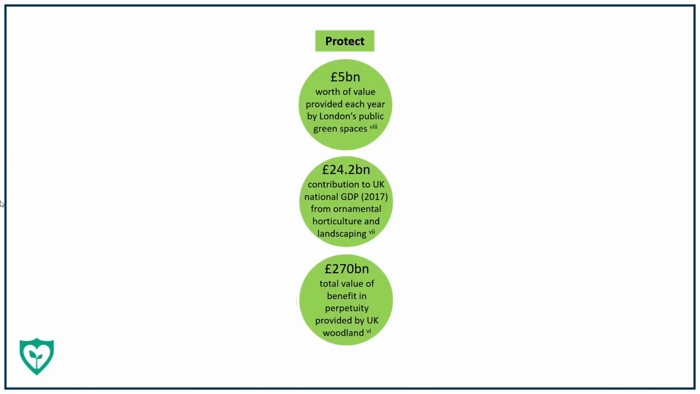In the green circles are monetary estimates of the benefits plants provide us with. These estimates take into account social, environmental and economic valuations. The green circle at the top indicates that London's public green spaces provide us with £5 billion worth of value each year. £24.2 billion is the contribution to the UK's national GDP from ornamental horticulture and landscaping, and £270 billion is the total value of the benefits in perpetuity that woodlands provide to society in the UK. These monetary valuations represent considerable cultural, natural, as well as economic value to all of us here in the UK.